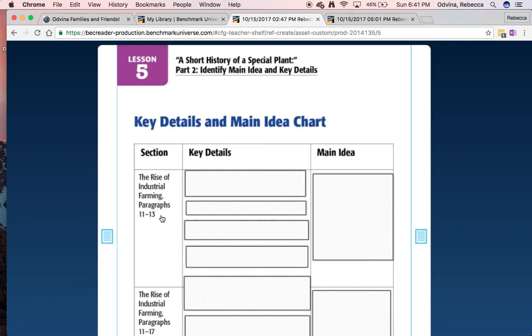Now we're going to go into paragraphs 11 through 17 and identify how the cultivation of corn has changed over time. And we're going to annotate and underline key details as we read. I'm going to give you guys 3 to 5 minutes to read and annotate. Work independently on paragraphs 11 through 13.